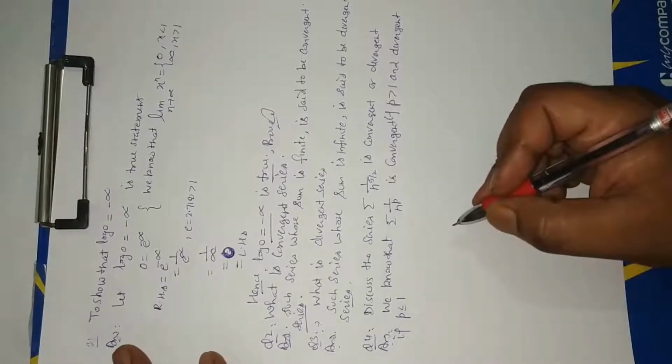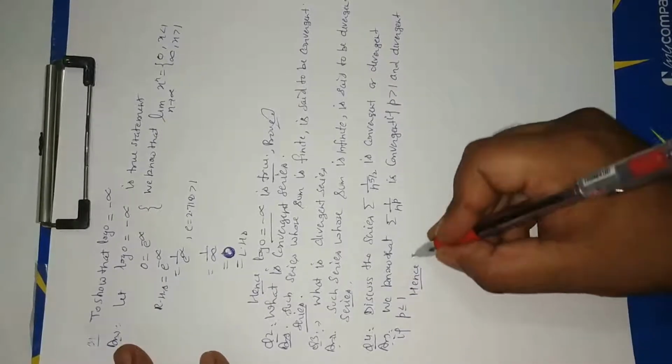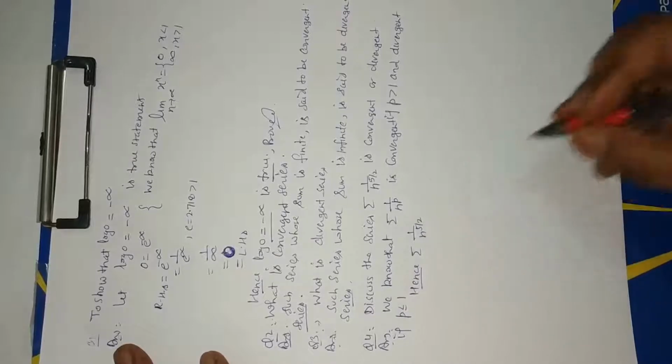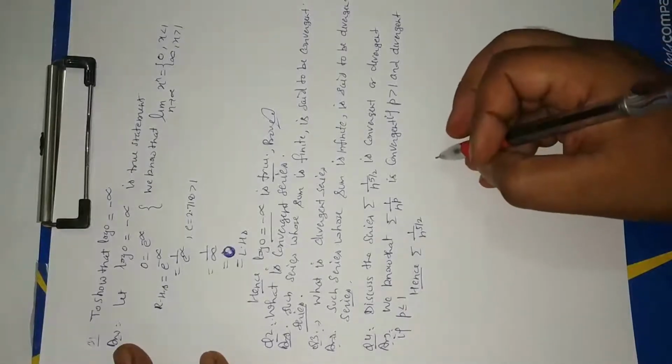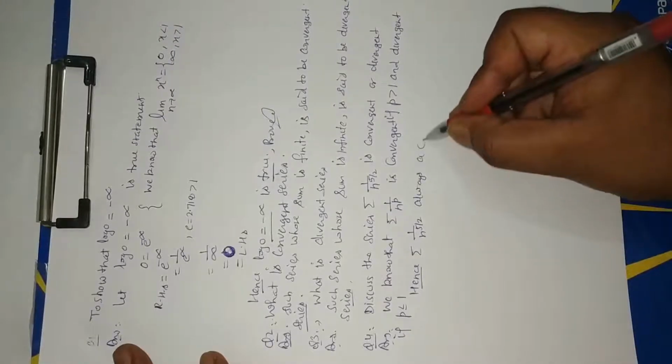Hence, summation 1 upon n to the power p, here p is 5 by 2. Since 5 by 2 is greater than 1, this is always a convergent series.